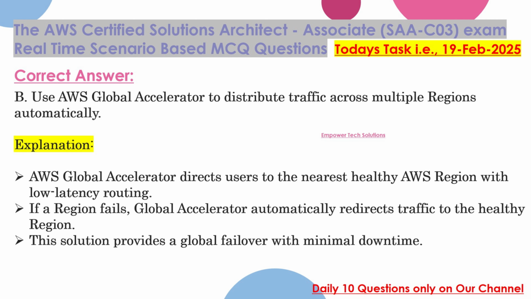Correct answer: B. Use AWS Global Accelerator to distribute traffic across multiple regions automatically. Explanation: AWS Global Accelerator directs users to the nearest healthy AWS region with low latency routing. If a region fails, Global Accelerator automatically redirects traffic to the healthy region. This solution provides a global failover with minimal downtime.